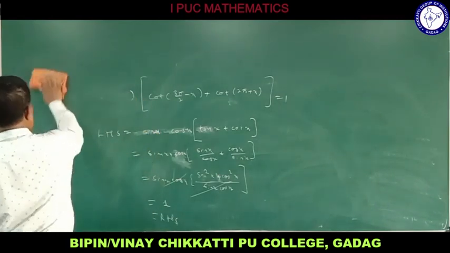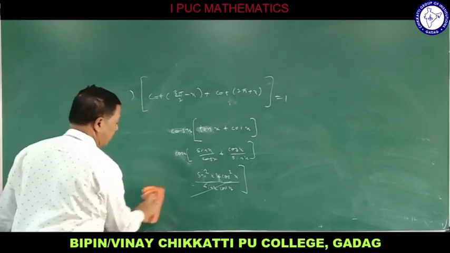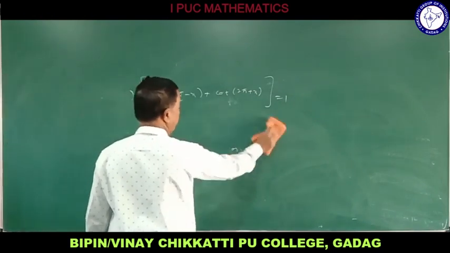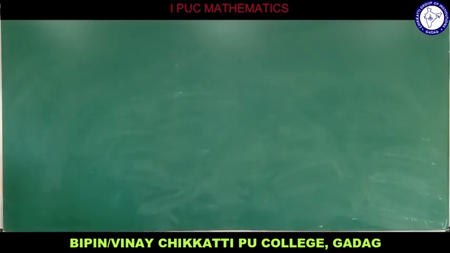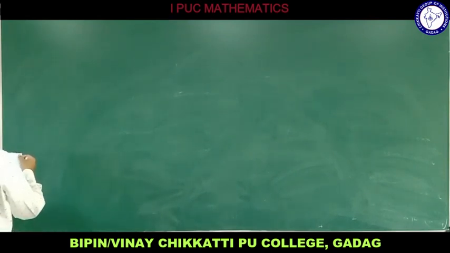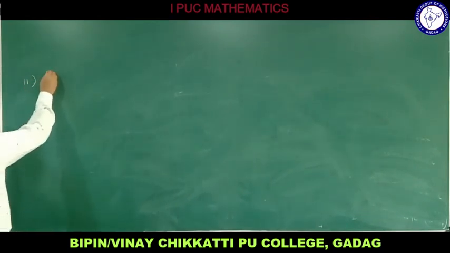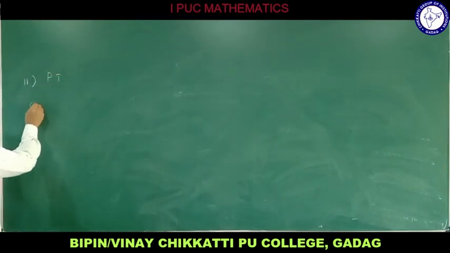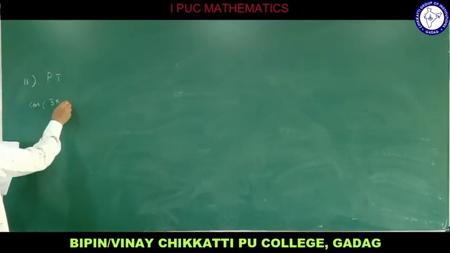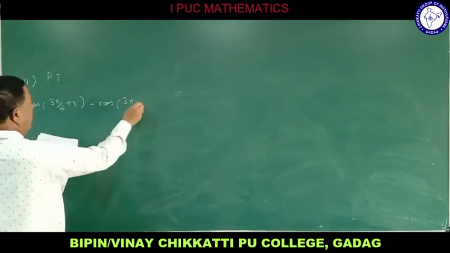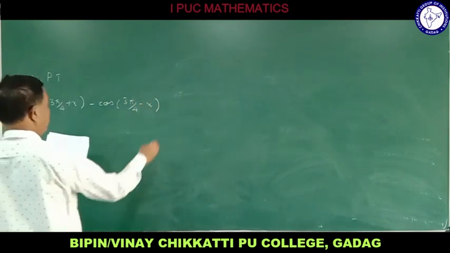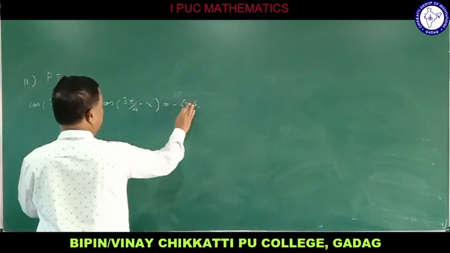Now the 10th is for you. Now I am going to see the 11th one. See what the 11th problem is. Number 9 is over. Now you see number 11. Prove that cos of (3 pi by 4 plus x) minus cos of (3 pi by 4 minus x) is equal to minus root 2 sin x.